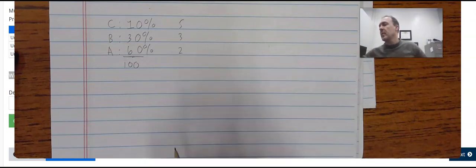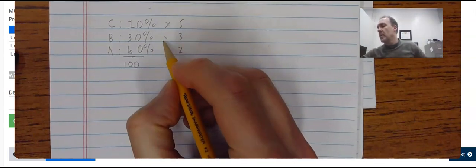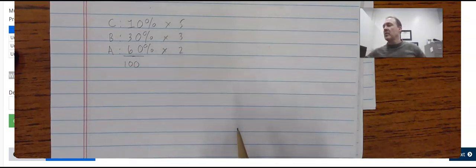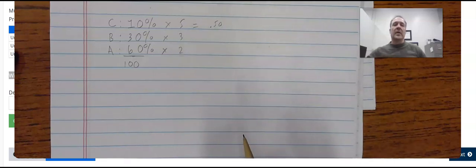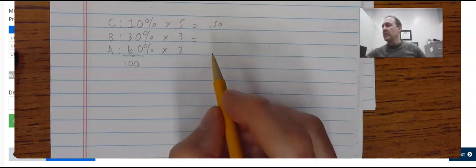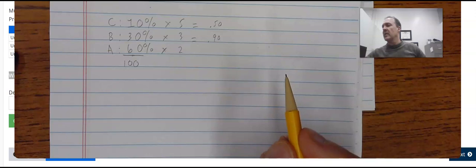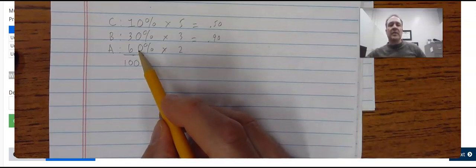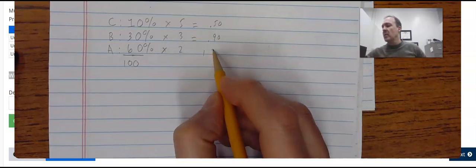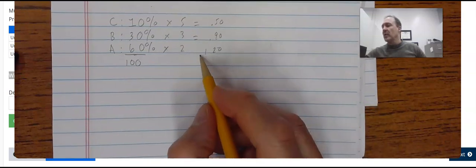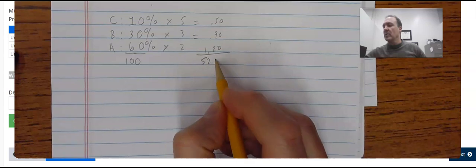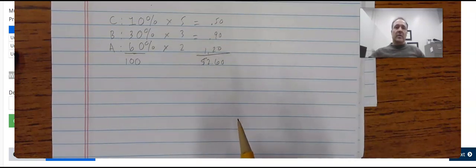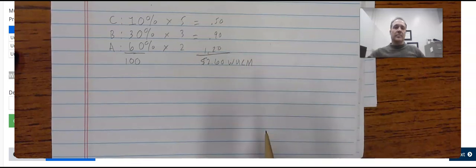What I'm going to do is multiply this out. 10% times 5 is equal to 50 cents. 30% times 3 is going to be 90 cents. And 60% times 2 is $1.20. Then we're going to use a process called addition and add these three figures up, and we come up with $2.60. That is our weighted unit contribution margin.